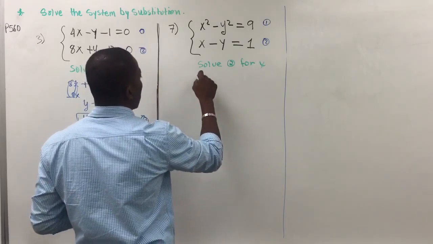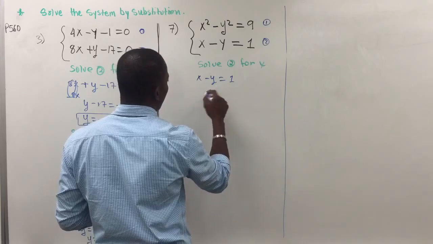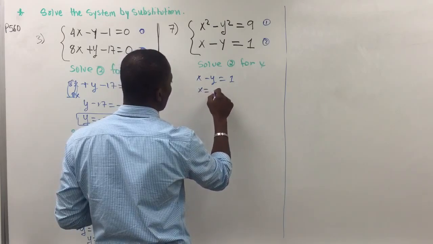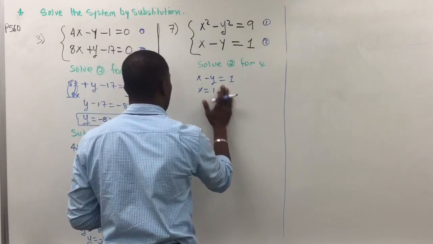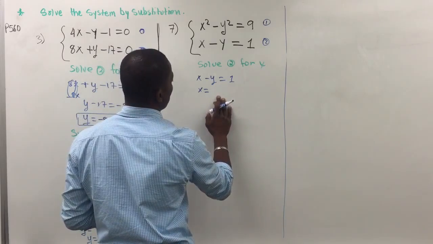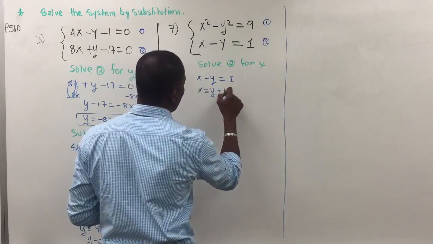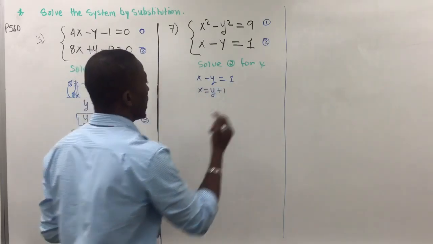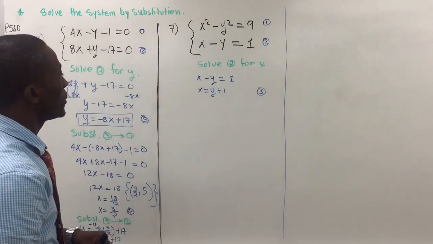Then I'll have the following, x minus y equals 1. Solve for x, x would equal 1 plus y, or I can just say x equals y plus 1. That equation we can call 3, just to keep track.